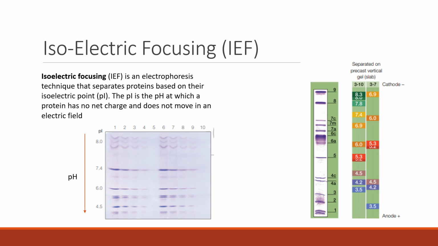We can then introduce our samples into the high pH side near the negative electrode, and then the negatively charged proteins will move toward the positive electrode until one of those proteins reaches its isoelectric point, and then it will stop moving. Similarly, if we were to start the proteins at, say, the low pH side near the positive electrode, each of the proteins will then move to its isoelectric point and stop as well.